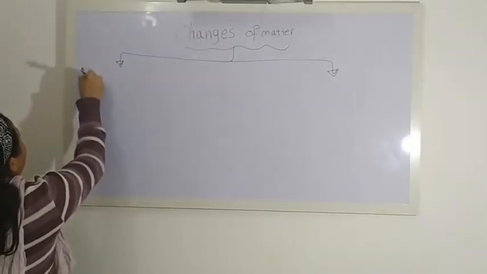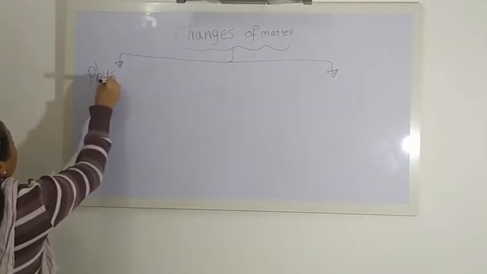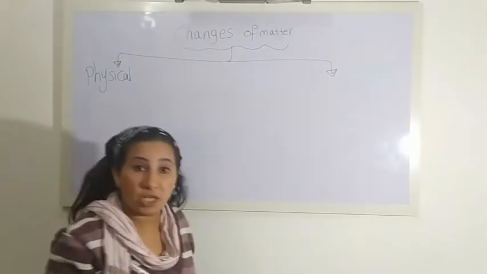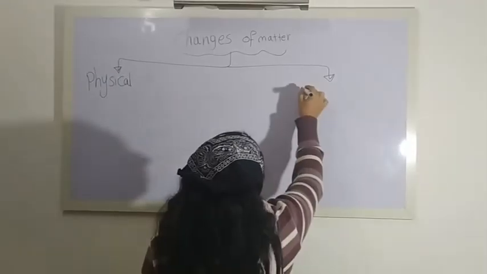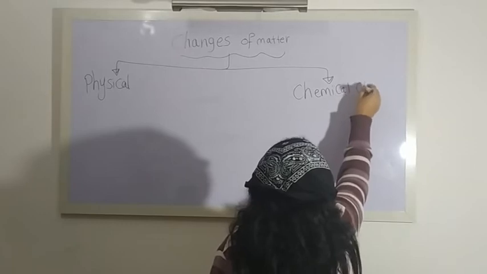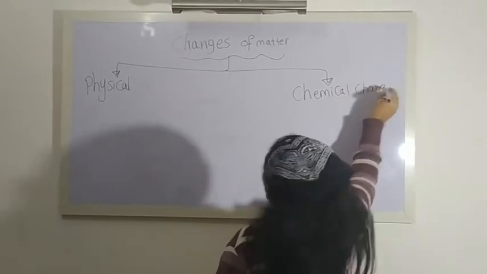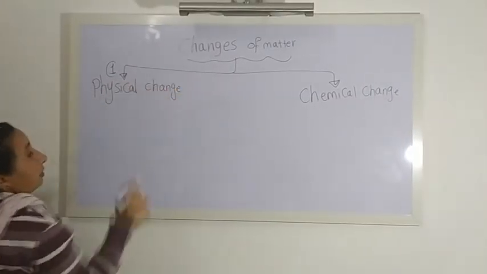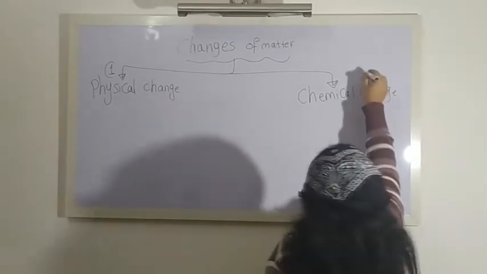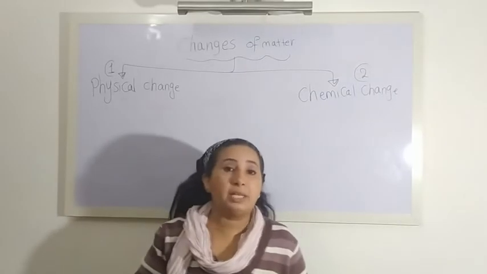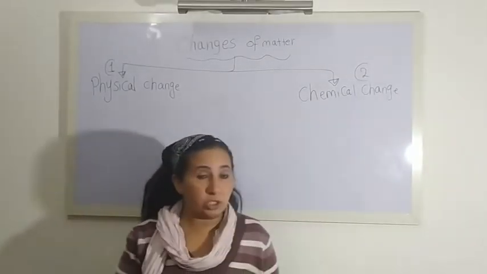The change number one is physical change of matter. And the second type is chemical change. So, number one, physical change, and number two, chemical change. What is a physical change?